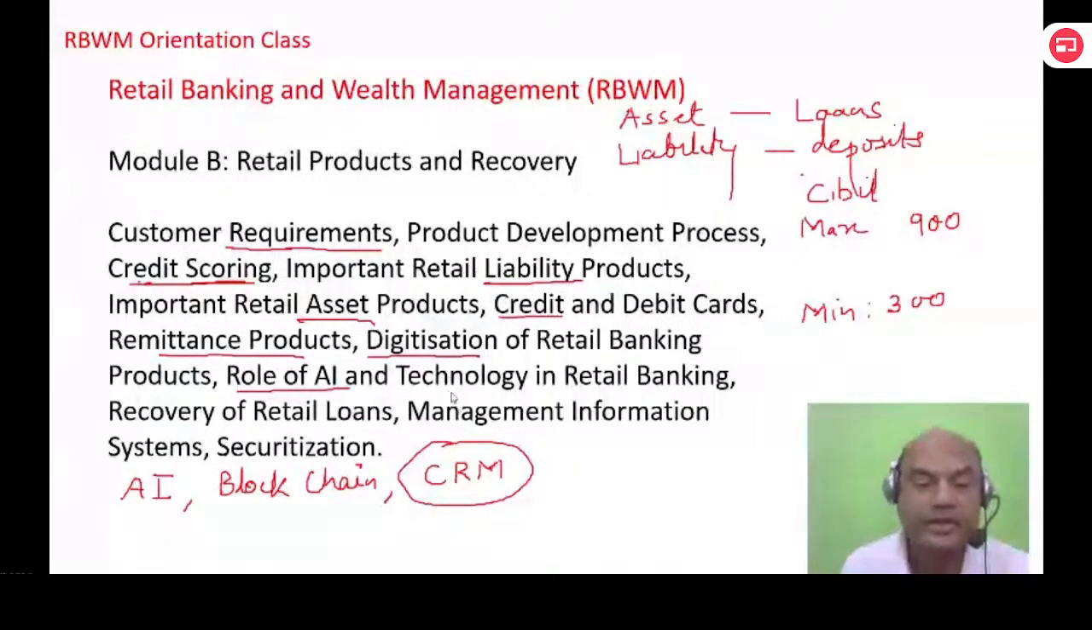Then next part is you will be having recovery. Recovery of retail loans means what are the steps taken for the recovery? What is not to be done in recovery? Okay, how to recover the loans. Second, MIS you will be having. MIS, Management Information System. MIS is an important term nowadays in banking.